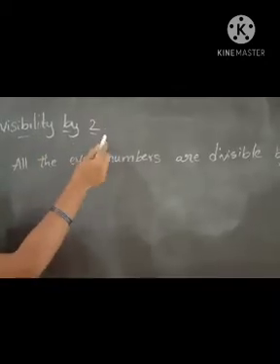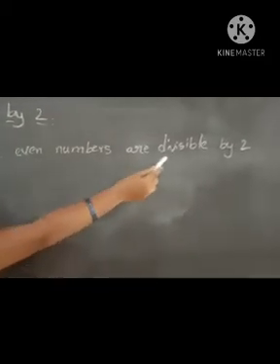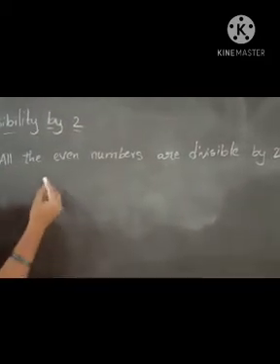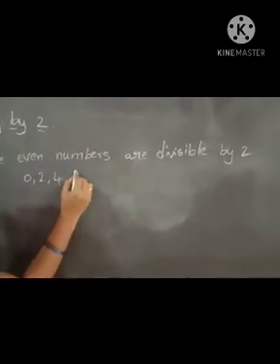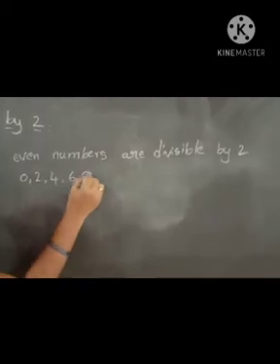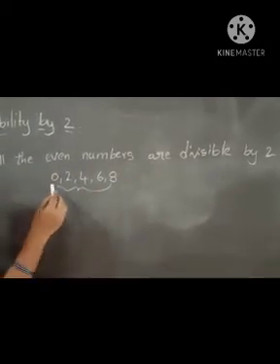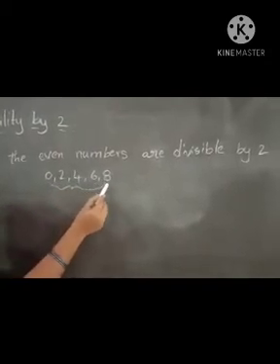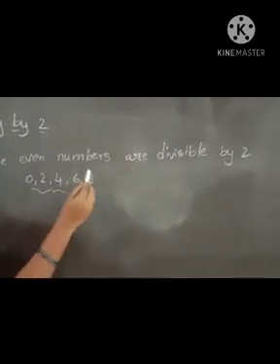Divisibility by 2. What is the rule of divisibility by 2? All the even numbers are divisible by 2. What are the even numbers, children? 0, 2, 4, 6 and 8. These are the even numbers. Even numbers are divisible by 2.